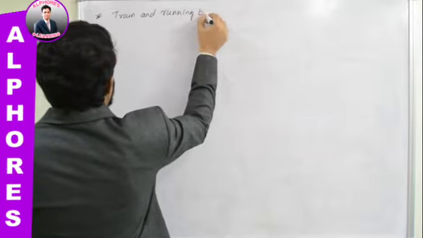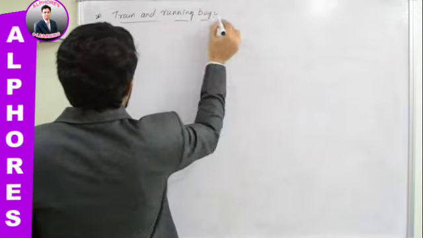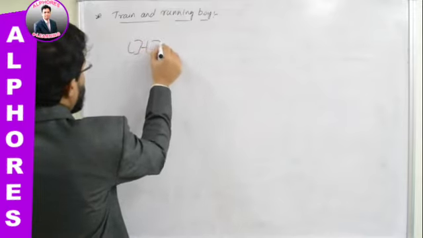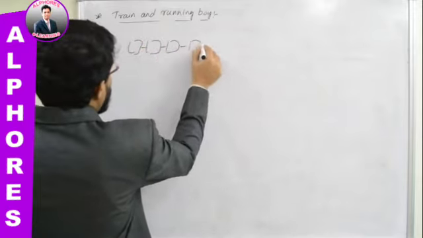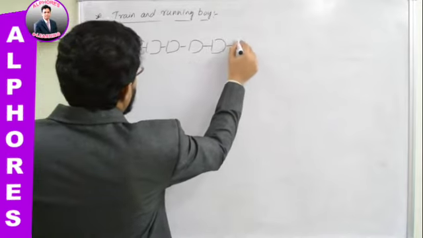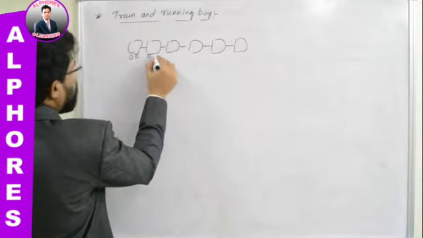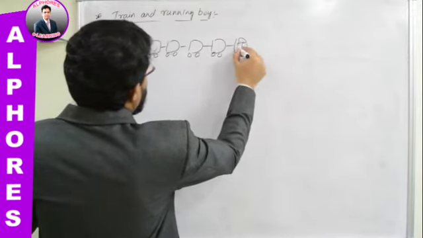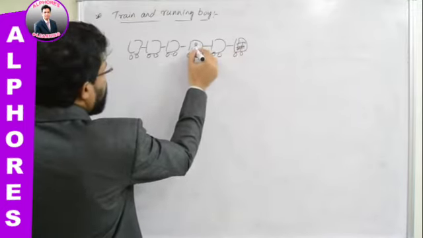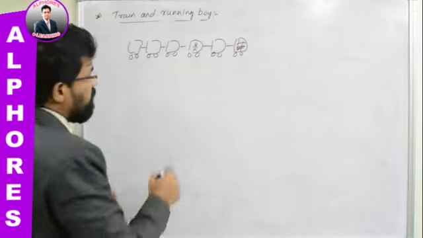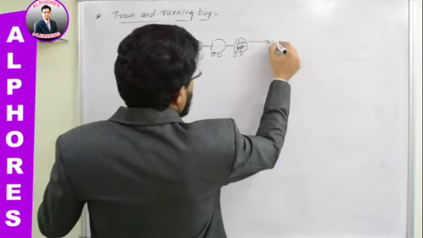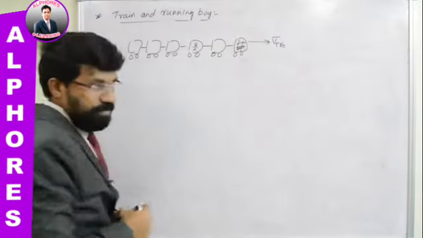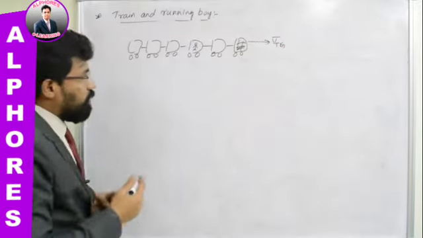Train and running boy. The boy is running inside the train. Let us say this is the train, and this is the engine. Somewhere here a boy is there inside the train. The train is moving along this direction with a velocity equal to velocity of train with respect to ground, VTG bar. From somewhere on the ground I am observing the train.